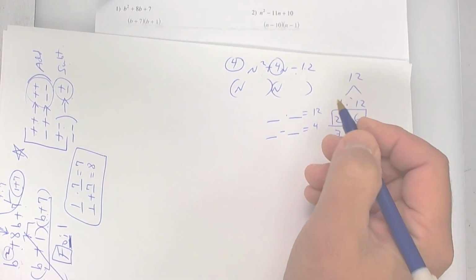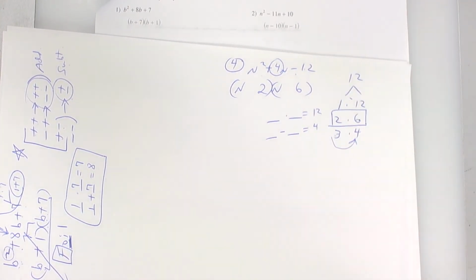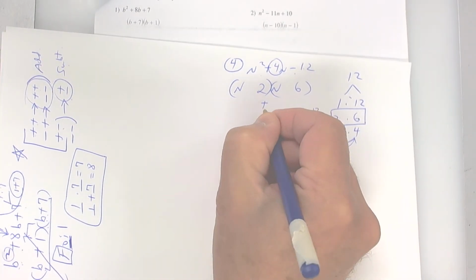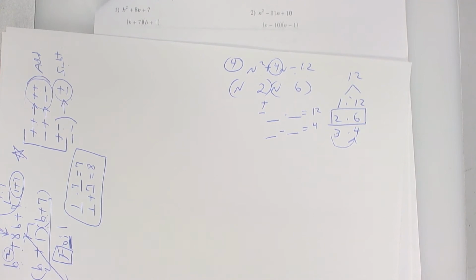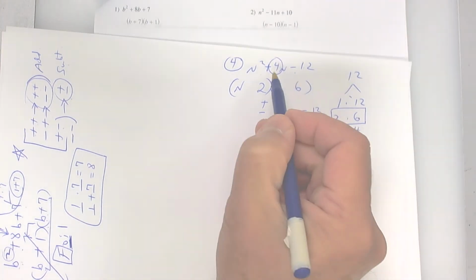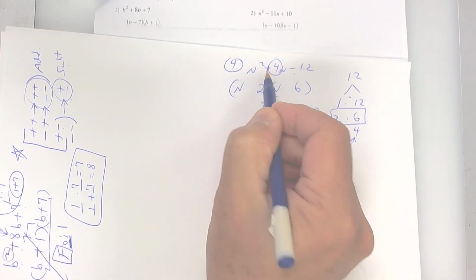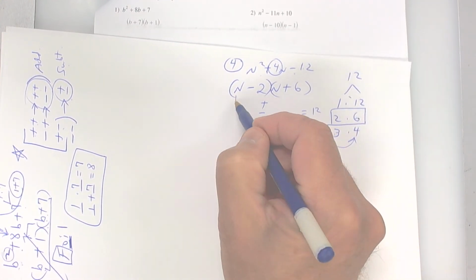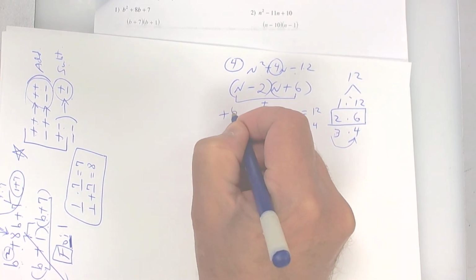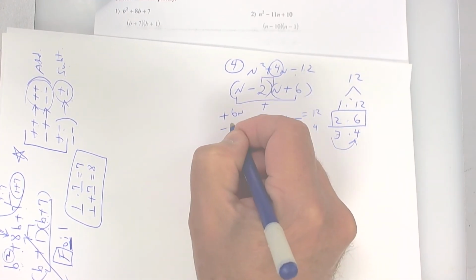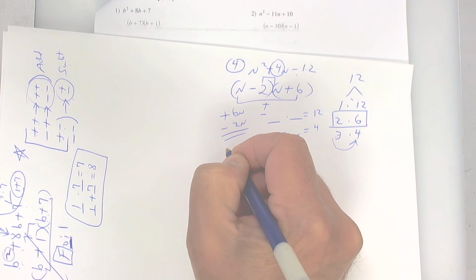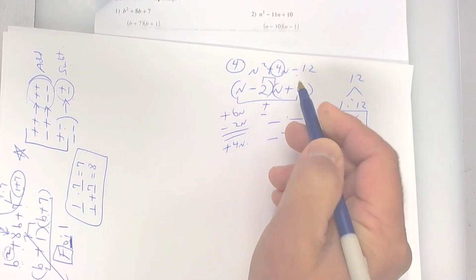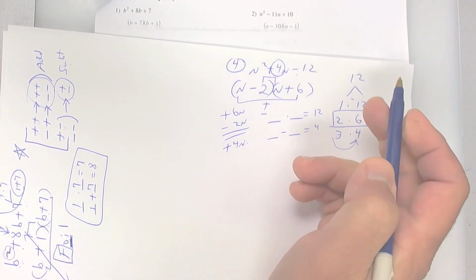So put 2 and a 6, just like that. Now here's the trick. Okay, one of them is a plus, one is a minus. Since the middle sign is a plus, you put the plus with the bigger number. Let's check it. That gives you a plus 6n, that gives you a minus 2n, and that gives you a positive 4n. We want a positive, okay?